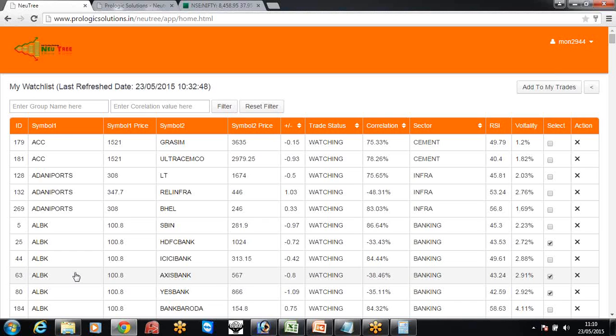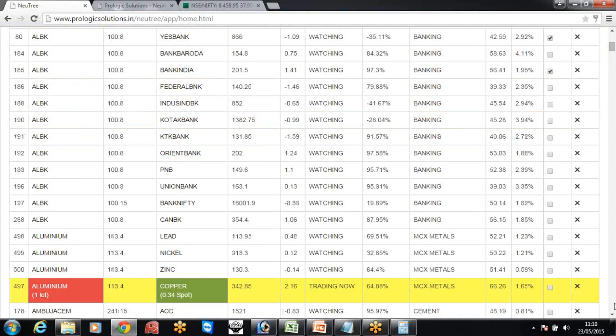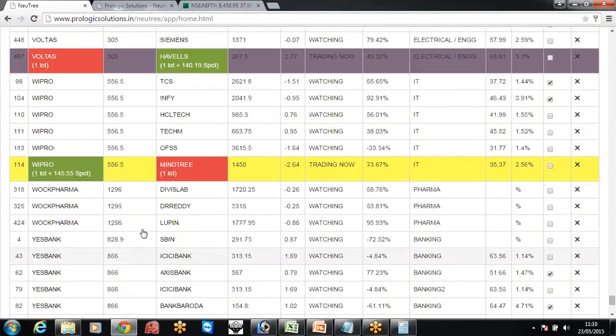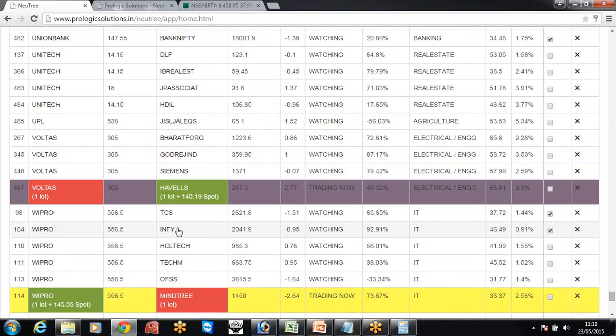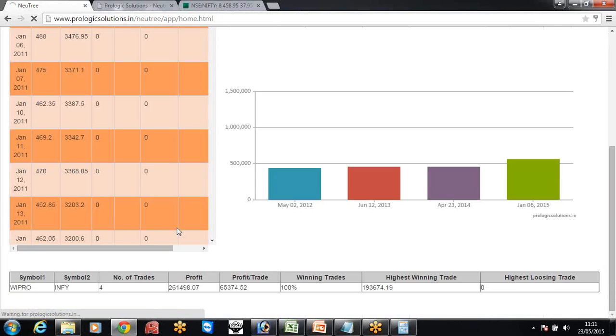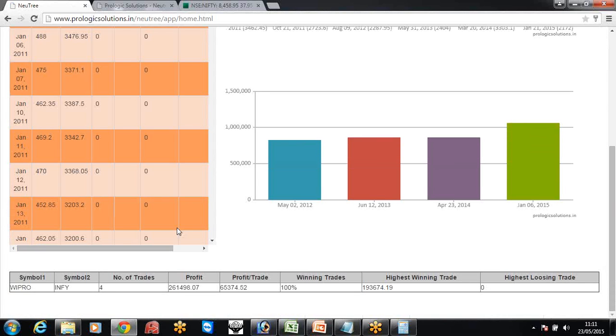So I just told you I have certain trades which have 100% winning percentages. In that, I have Wipro and Infi. So Wipro and Infi, I have 100% winning trades. So 100% winning trades in the sense I have never lost a trade here, though I have very less data here, only 4 calls. I can show you this.